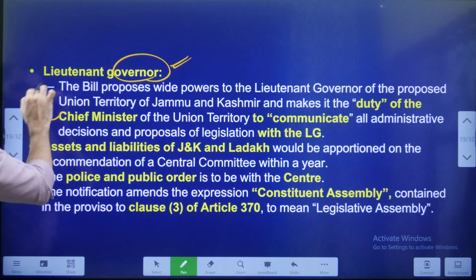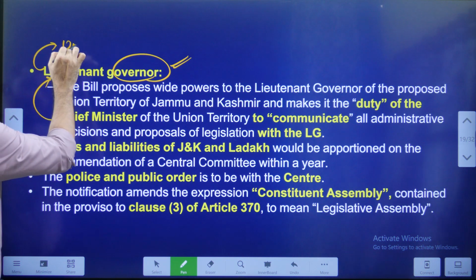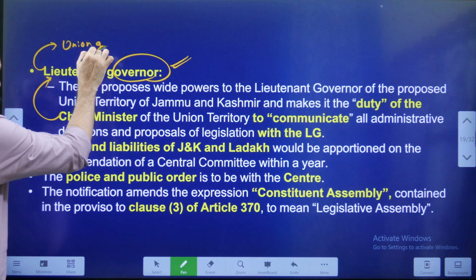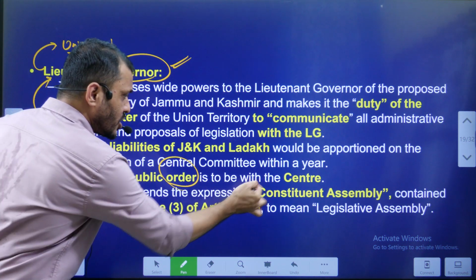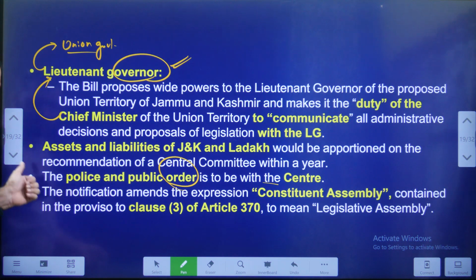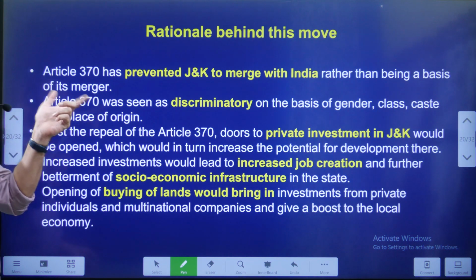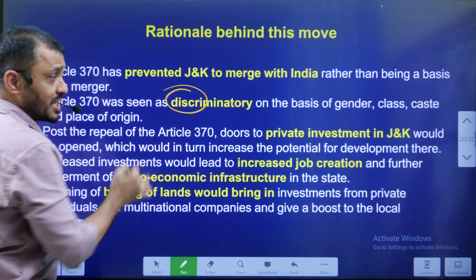That means the CM has to report certain issues to the Lieutenant Governor, and the Lieutenant Governor to the Union government, like the rest of the UTs. And law and order in J&K straight away comes under Jammu Kashmir. We discussed that. Next, the rationale why Article 370 was removed: because of its discriminatory nature.